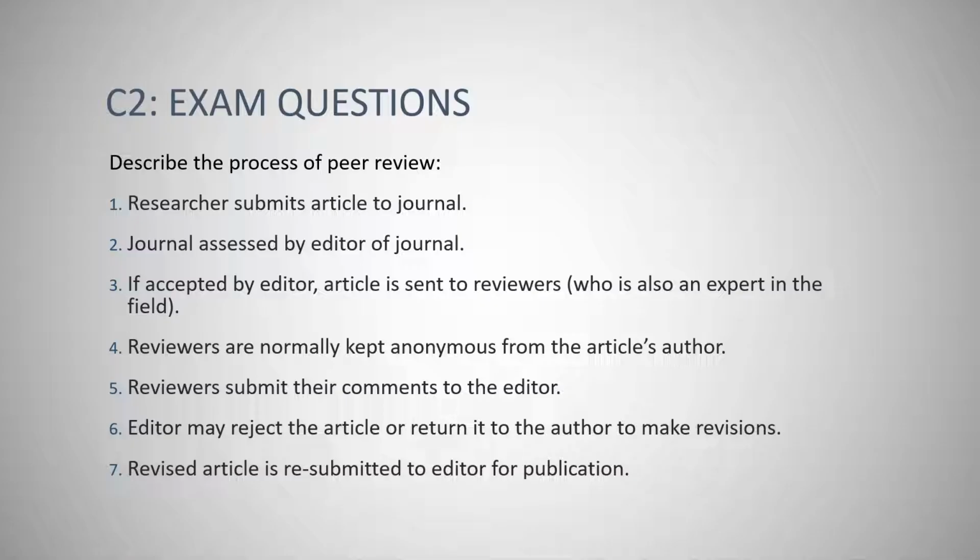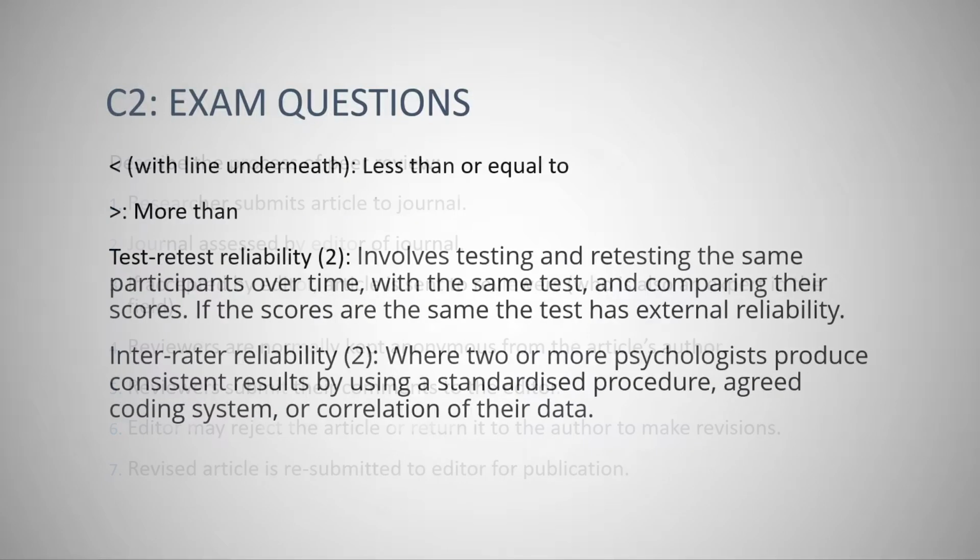Number 4, reviewers are normally kept anonymous from the article's author. Number 5, reviewers submit their comments to the editor. Number 6, editors may reject the article or return it to the author to make revisions. Number 7, the revised article is resubmitted to the editor for publication. So number 7 is dependent on the act of the editor. If the editor accepted it, then number 7 doesn't exist. But if they reject it or return it to the author, then number 7 exists.